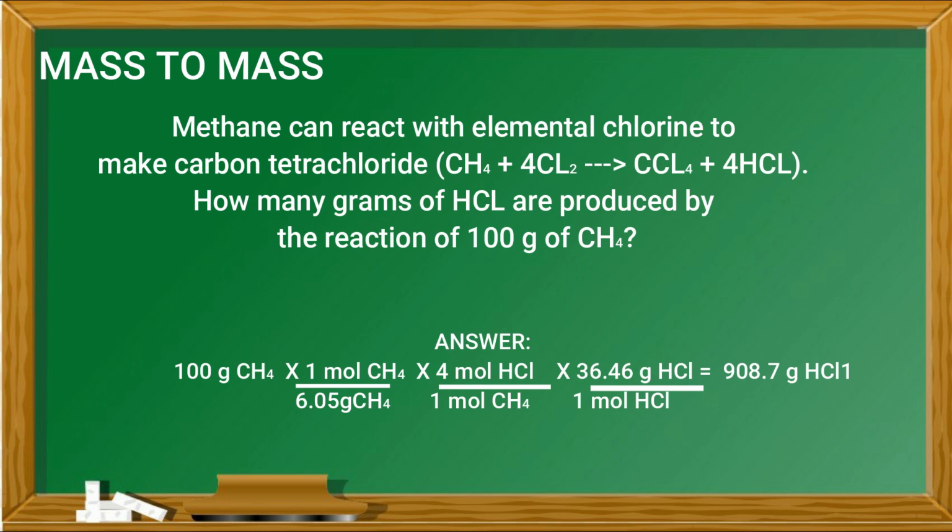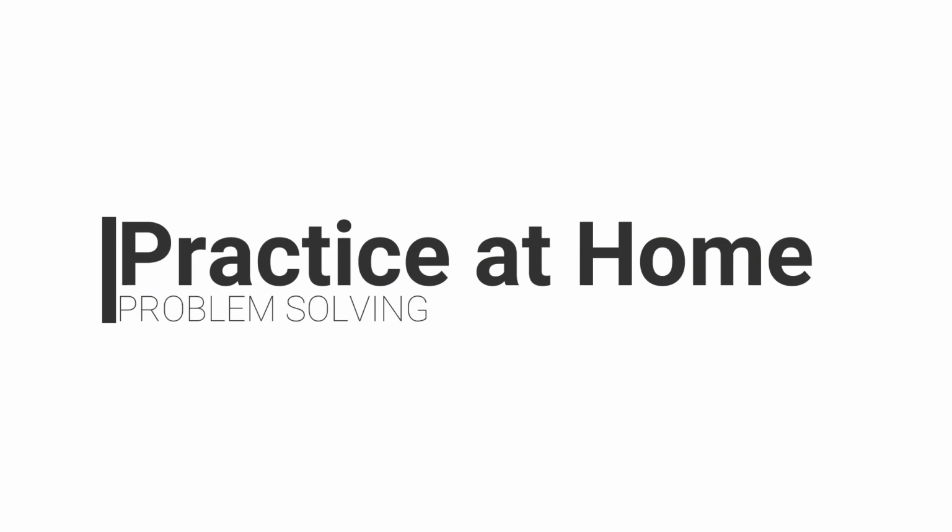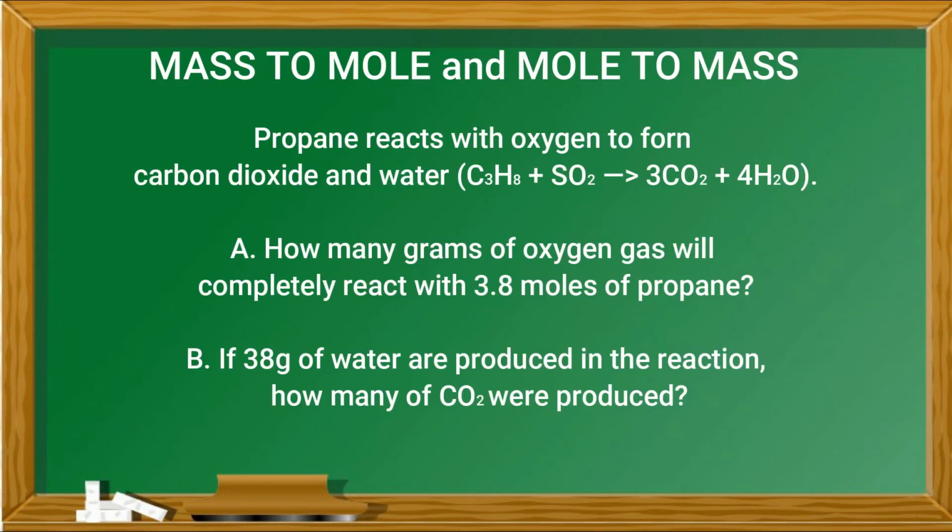So, 100 grams of methane times 1 mole of methane per 16.05 grams of methane, times 4 moles of hydrogen chloride over 1 mole of methane, times 36.46 grams of hydrogen chloride per 1 mole of hydrogen chloride. And then, cancel the like terms and we will get 908.7 grams of hydrogen chloride. Now, it's time for you to try and solve this problem above. Enjoy!